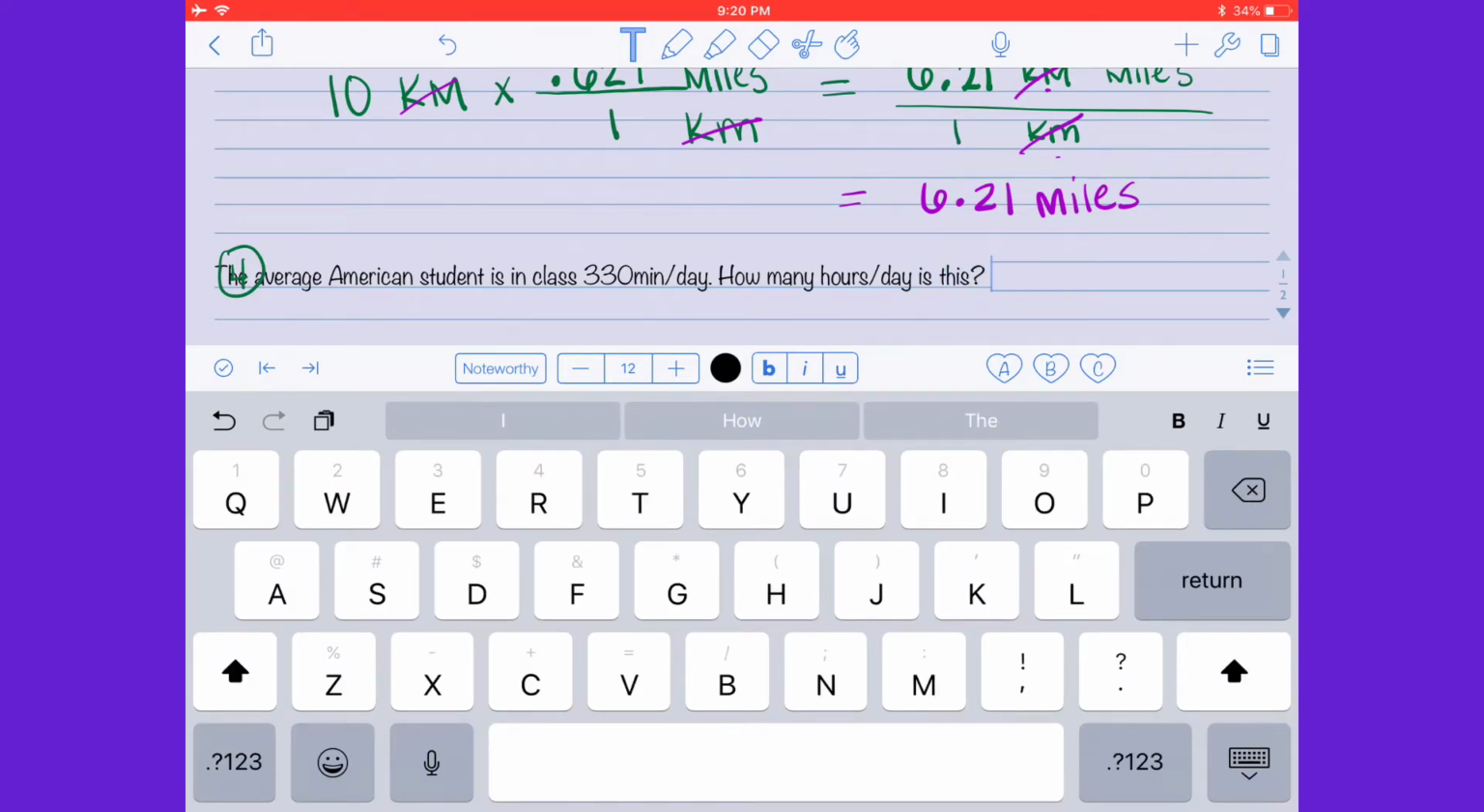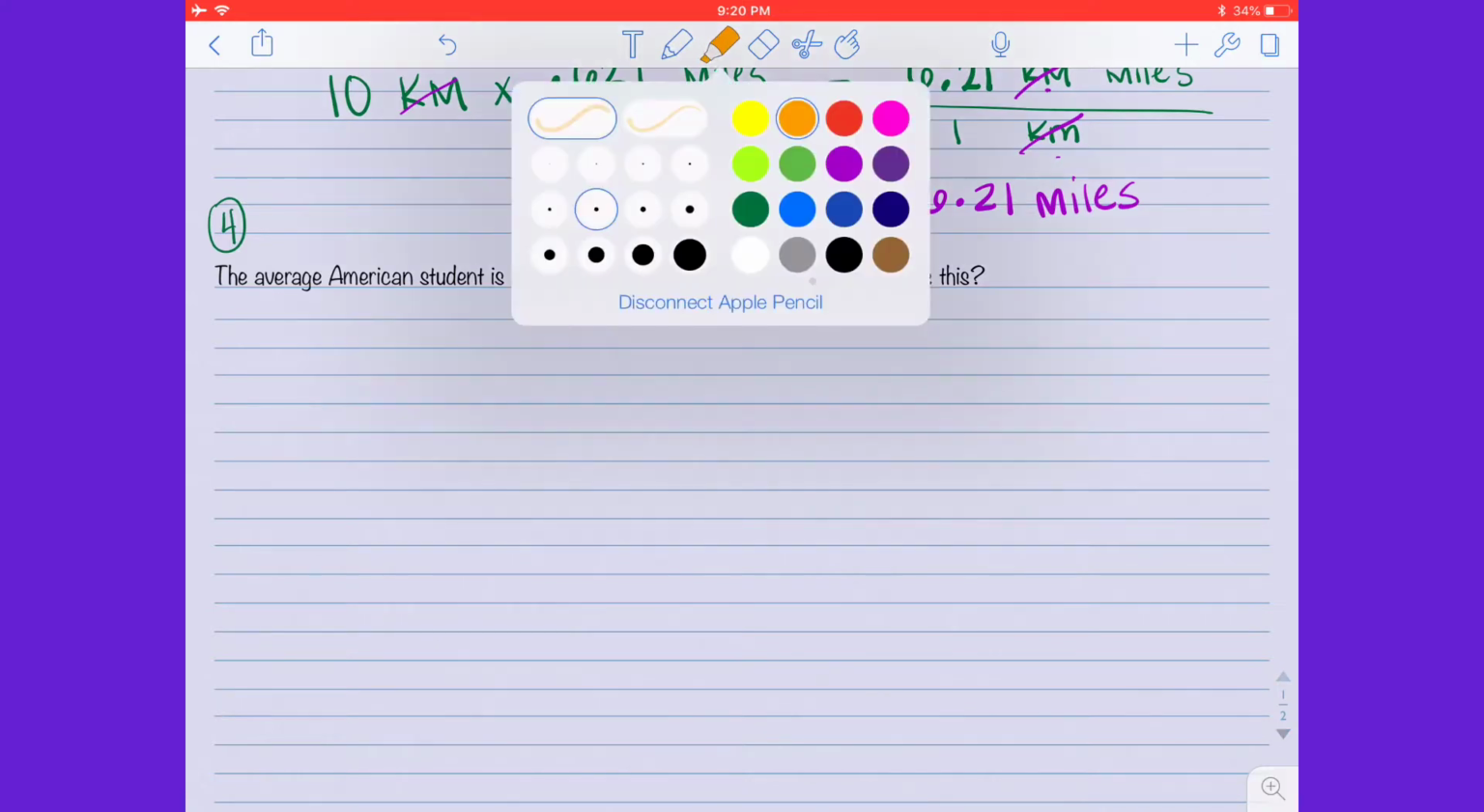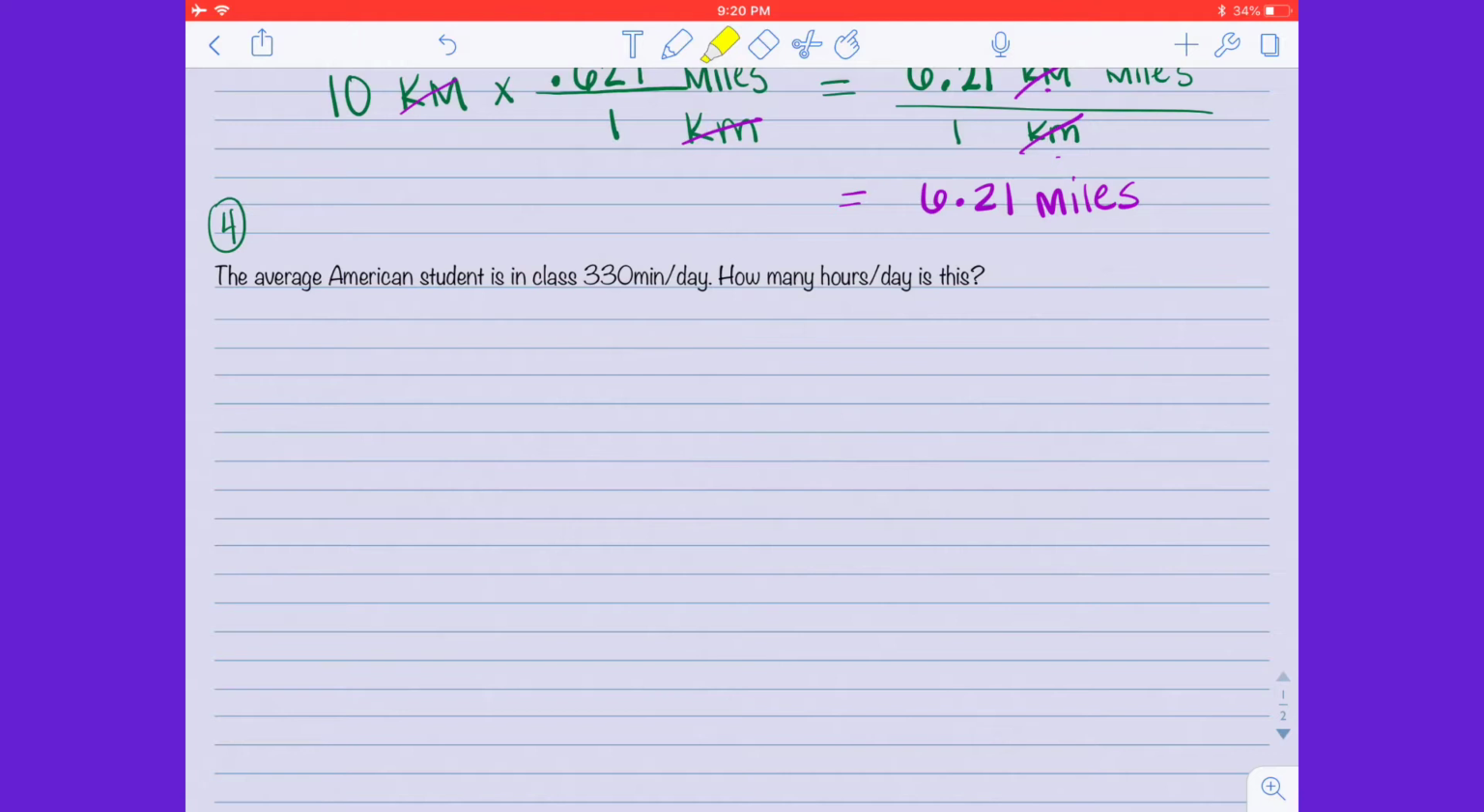Alrighty. So again, my question number's in the wrong place, so let's rewrite that. This is question number 4. Alright. So why am I doing this? Because again, I want to start out by identifying what is the value that I'm starting with, and then what is it that I'm getting to.